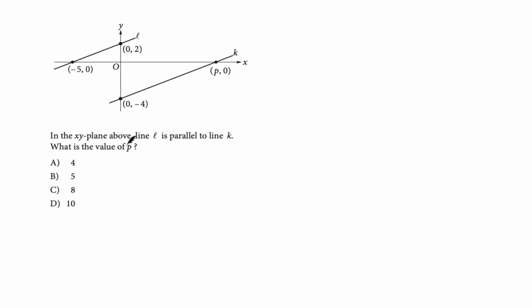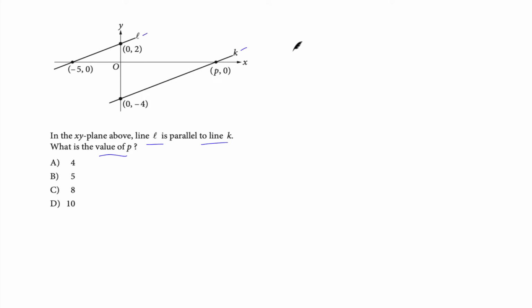Let's have a look at this question. In the xy plane above, line L is parallel to line K. Okay, so this is line L and this is line K. What is the value of P? We know the drill. When the lines are parallel, their gradients are equal. And we have these 2 points.